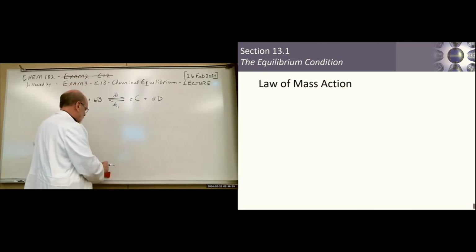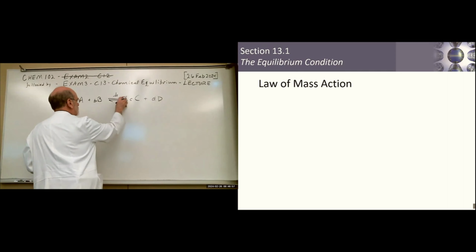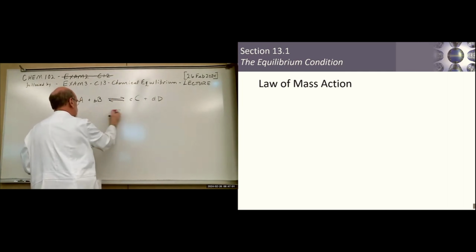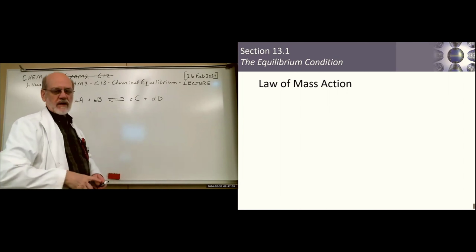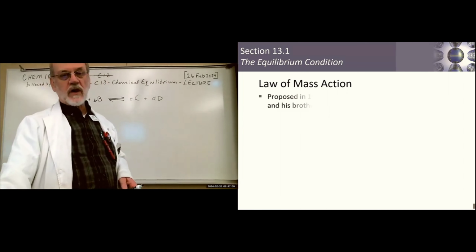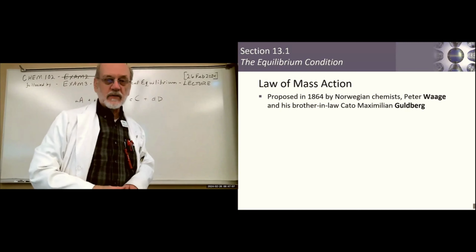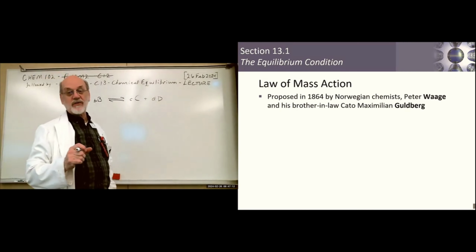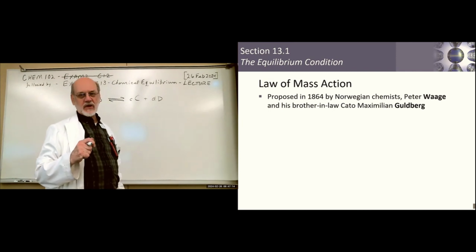All right, so we can express the equilibrium of a chemical reaction in mathematical terms. It's called the law of mass action, and it was developed by two Norwegian chemists, Peter Waage and his brother-in-law, Guldberg.